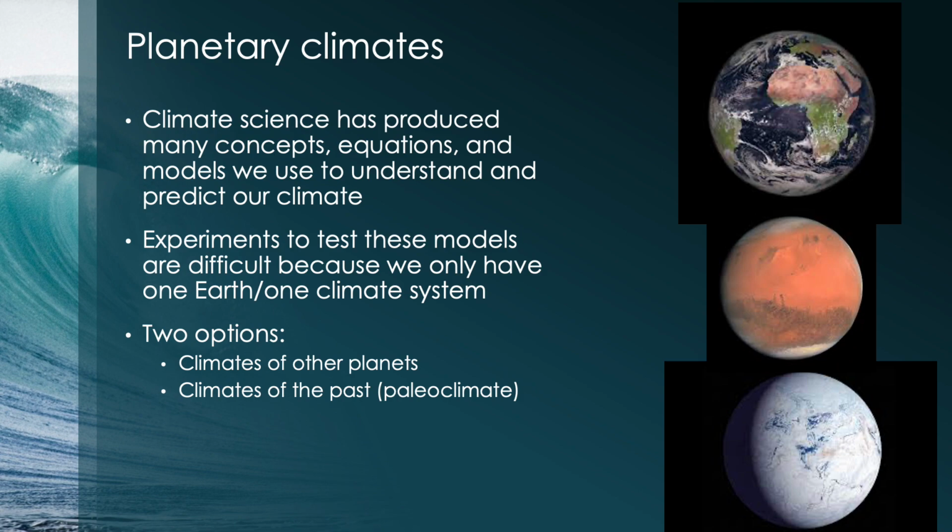And so how do we know if our climate models are really good? Because we're only applying them to one data point, basically one climate we have now. So how we do that is two ways. One way, we can look at the climates of other planets and see, if we apply our same models with our same physics to those planets, do we get the right climate? And the other is looking at Earth's climates in the past, which is paleoclimate.